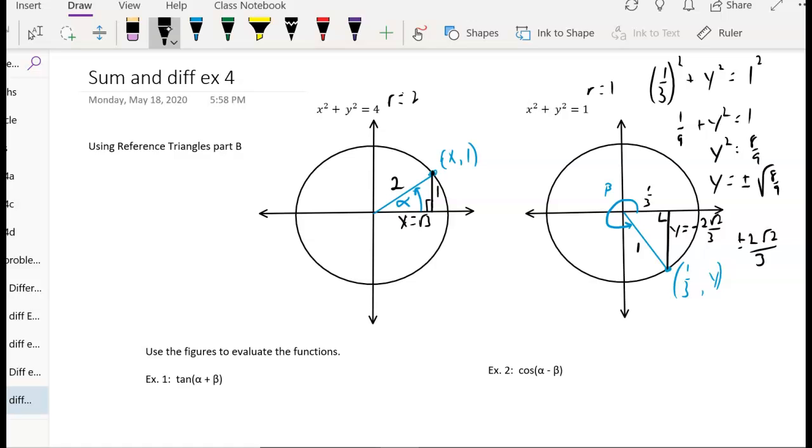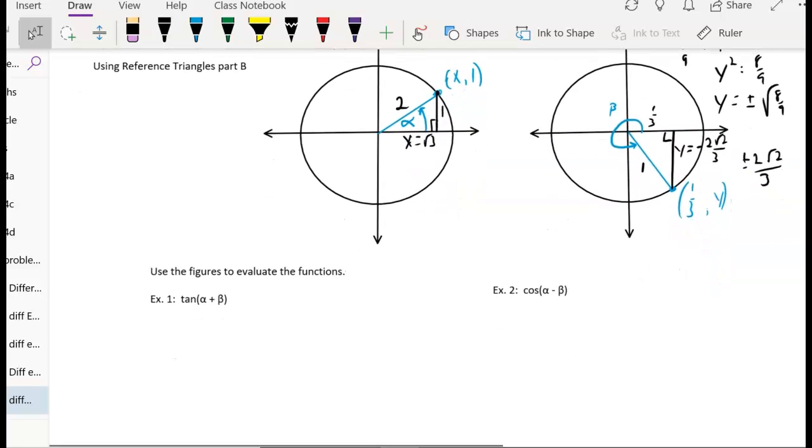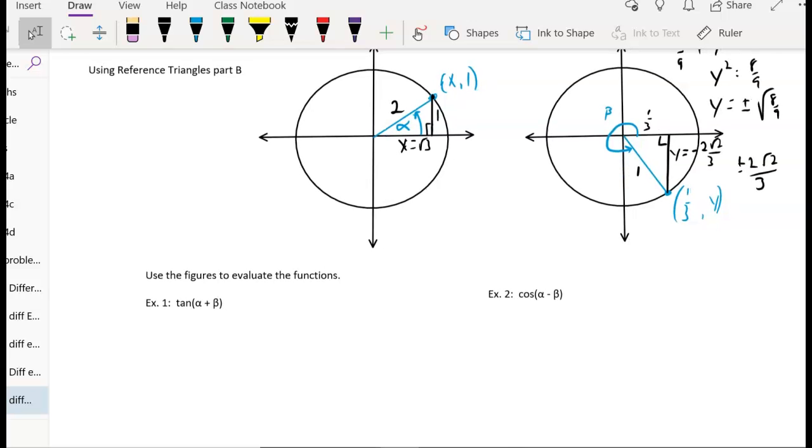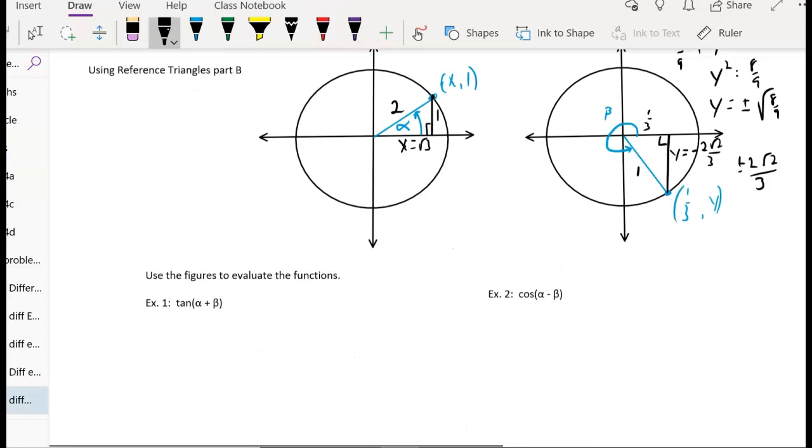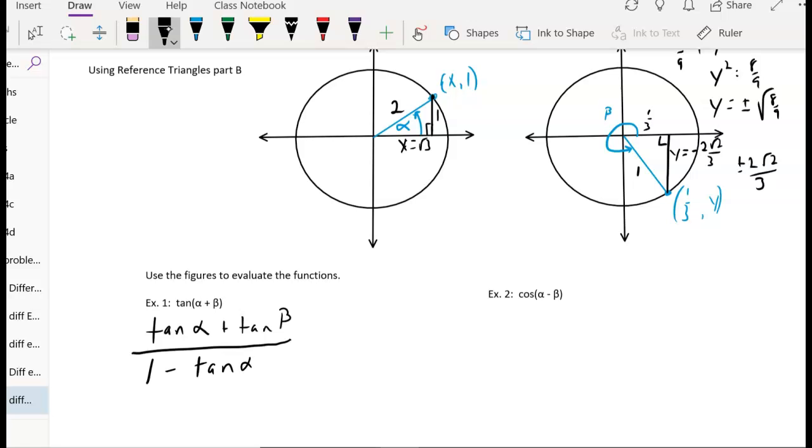Okay, now that we have the triangles figured out, we're going to use them in a sort of a long, ugly example with the tangent, and then a shorter, easier example with the cosine. So let's first set up the tangent. For the tangent, we're looking at the tangent of alpha plus beta, so it's going to be plus in the numerator, minus in the denominator. So this is going to be the tangent of alpha plus tangent of beta, so we'll have to look at the separate triangles, over 1 minus the product tan alpha tan beta.